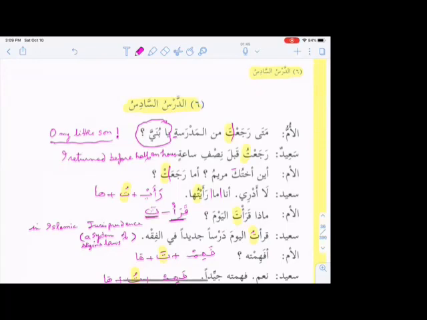Because it is attached to the fa'il, that is why it got a sukun. Sakin came here. Madha qara'ta al-yawm? What did you study today? Sita became here qara'tu. Same thing, qara'tu. I studied today a new lesson, darsan, mafulun bihi, jadidan, not fil fiqhi. Fil fiqhi, jar majrur. What is fiqh?